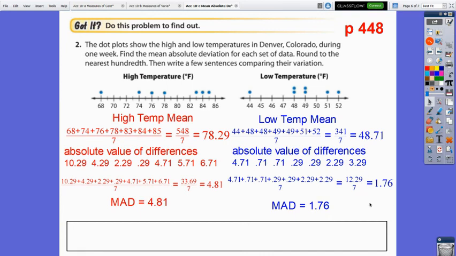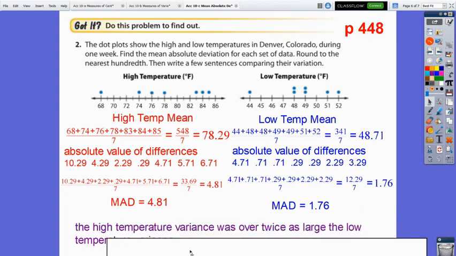So what does this tell you? That the high temperature variation is over twice as much as the low temperature variation. You could say how much specifically, but much more variation in high temperature differences from the average than the low temperature. You can see that these are all spread out, and here there's a little clumpiness of those, which makes the average difference much closer, much lower. And that's just an analysis of the data.